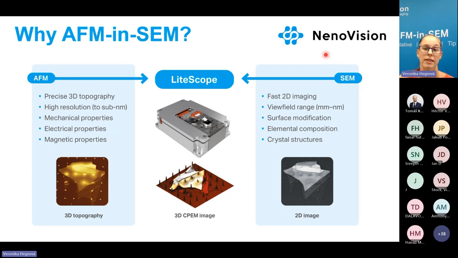On the other hand, SEM uses a focused beam of electrons, so we can have very fast 2D imaging, wide field range. We can modify the surface or use the EDS or other systems to have the elemental composition of the surface, crystallographical structures. And all of them we can then combine into a CPEM image.